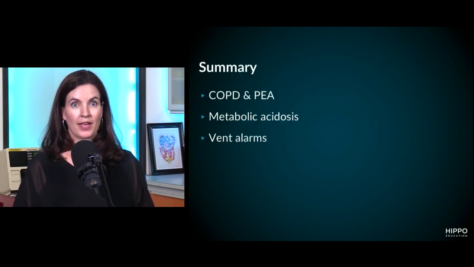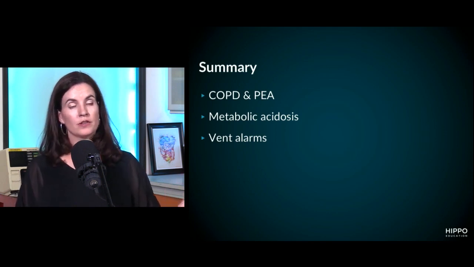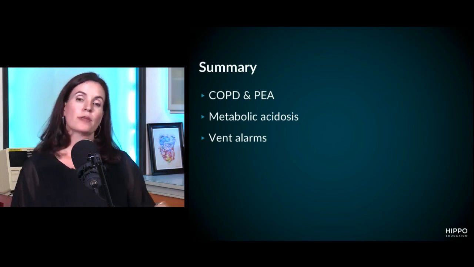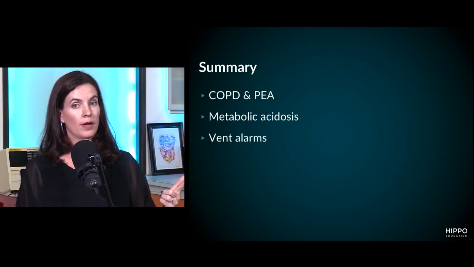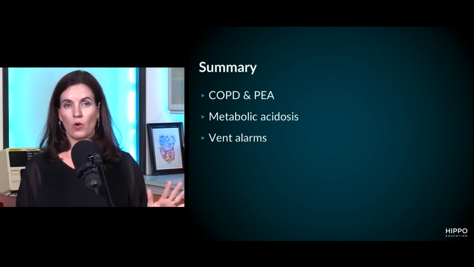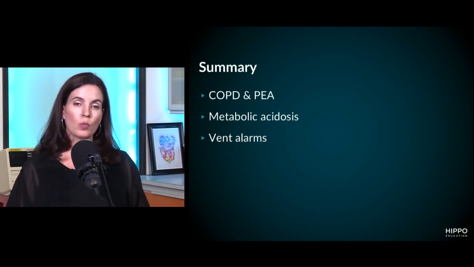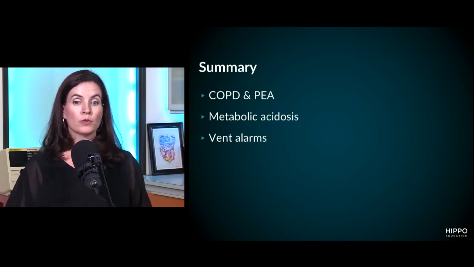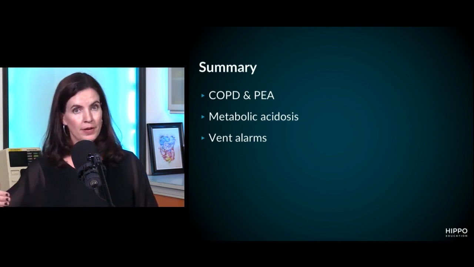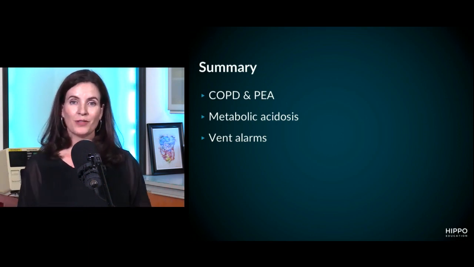So in summary, I want you to remember those 2 special circumstances. The COPD patient who has a PEA arrest around the time of your intubation: you're thinking about dynamic hyperinflation, you're thinking about hypovolemia, you're thinking about pneumothorax. Those have to be assessed for all of these arrests. Next, metabolic acidosis. Try to not intubate these patients if you don't have to. But when you have to, be very careful to match their respiratory rate and their tidal volume. Count their rate yourself and either meet it or exceed it a little bit, because these patients are extremely high risk. And then vent alarms. Easy.